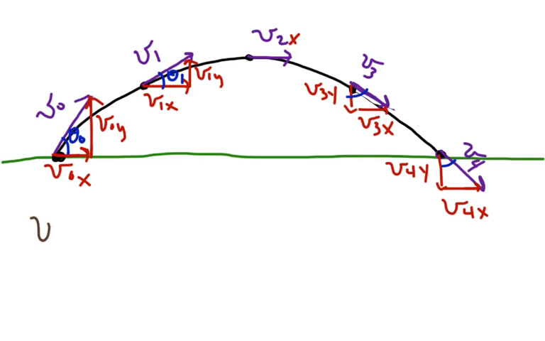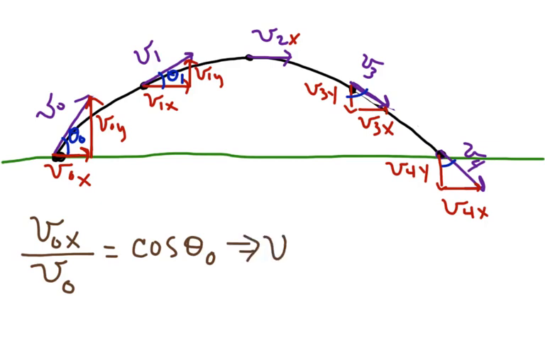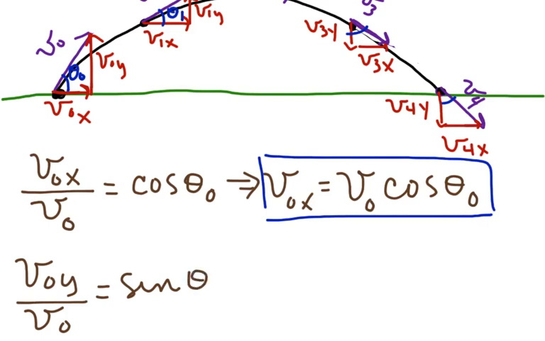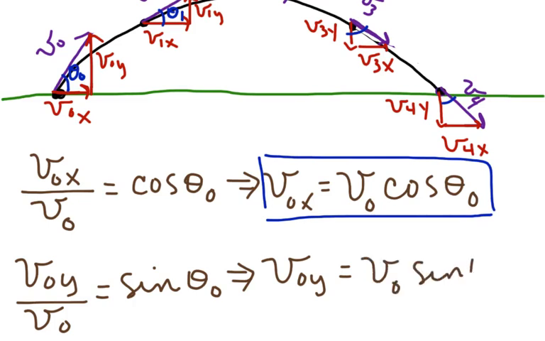I want to start with v sub naught x, and we're going to use a little bit of trig. Turns out if I took v sub naught x and divided by the hypotenuse, which is v sub naught, that is equal to cosine theta sub naught. Rearranging this equation for v sub naught x, it's equal to v sub naught cosine of theta sub naught. So what about v sub naught y? If I divide that by the hypotenuse, v sub naught, that's equivalent to sine of theta sub naught. Solving for v sub naught y, that gives me v sub naught sine of theta sub naught.